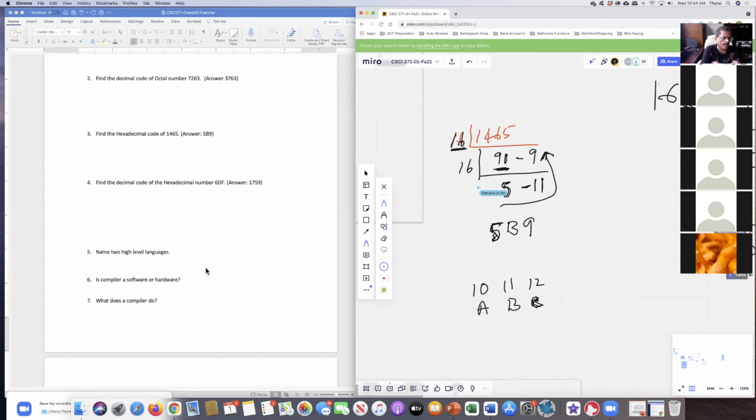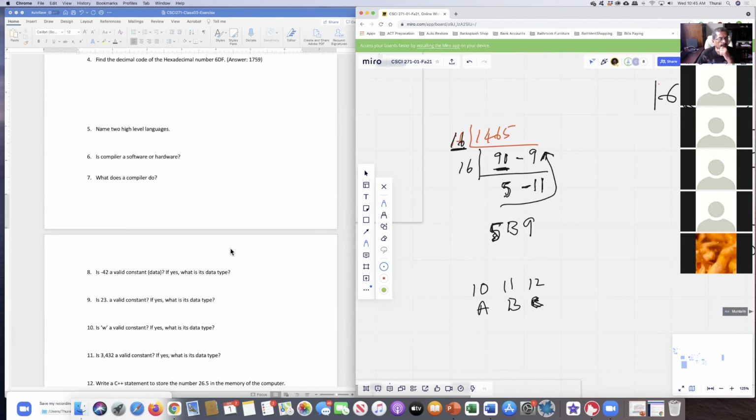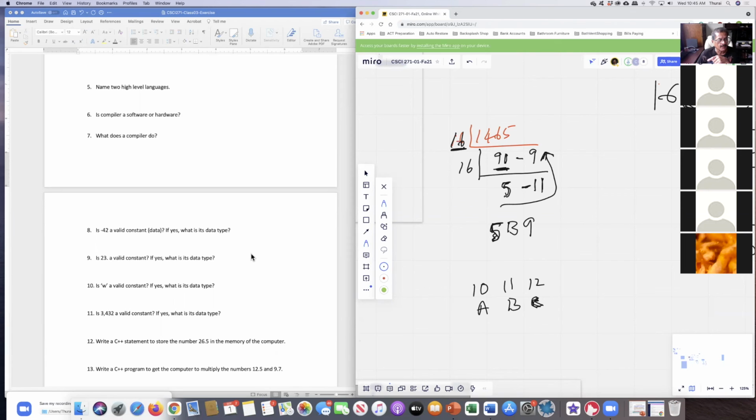This next question says, is a compiler software or hardware? What's the answer? Software. Software is right. And what does it do is the next question. It translates programs from high-level language to machine language. You don't have to mention the language because for each language, there's a compiler. So for C++, we use a C++ compiler.